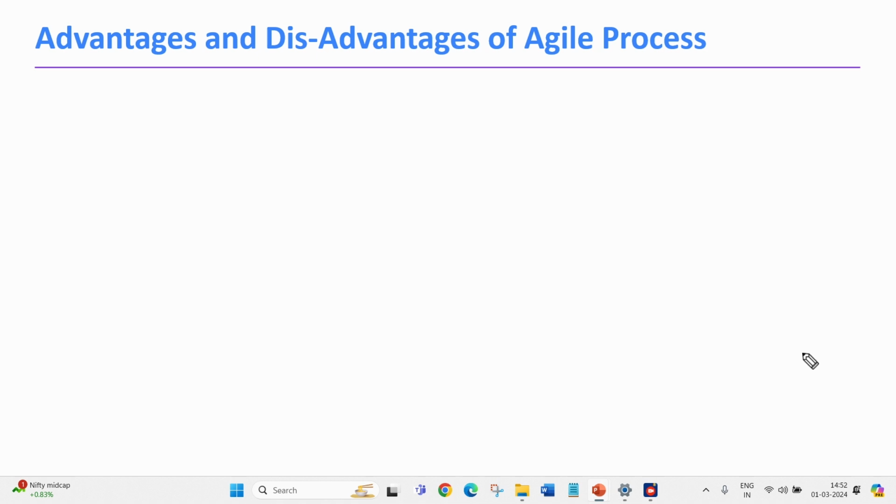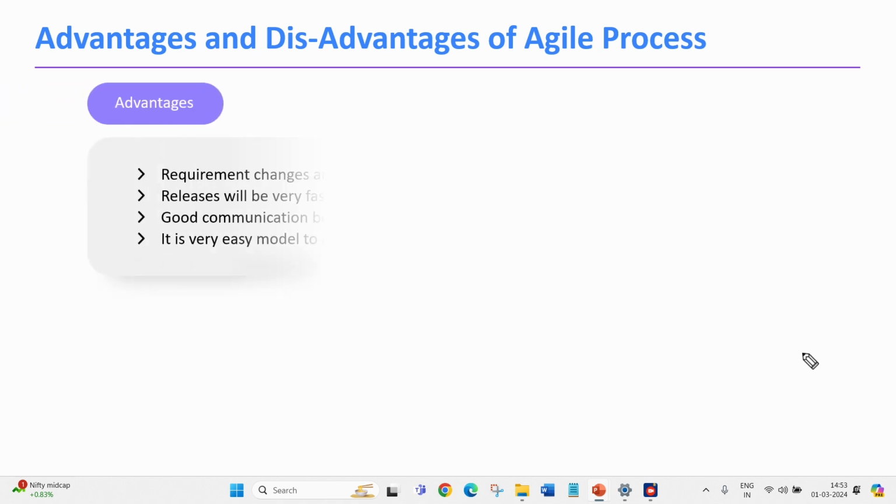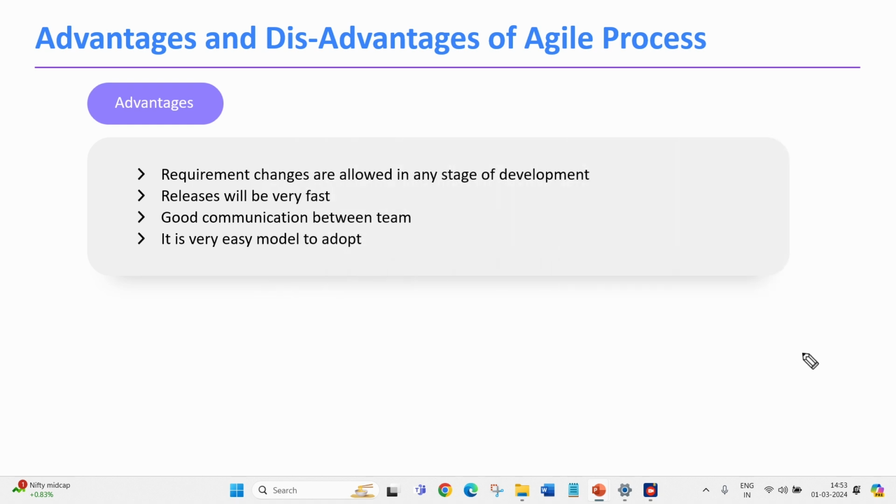Now let's discuss the advantages and disadvantages of agile process. In agile process, requirement changes are allowed in any stage of development. Releases will be fast in agile process as minimum sprint duration is 1 week. So within the time span of 1 or 2 weeks, we can deliver few features or requirements to the client or customer.